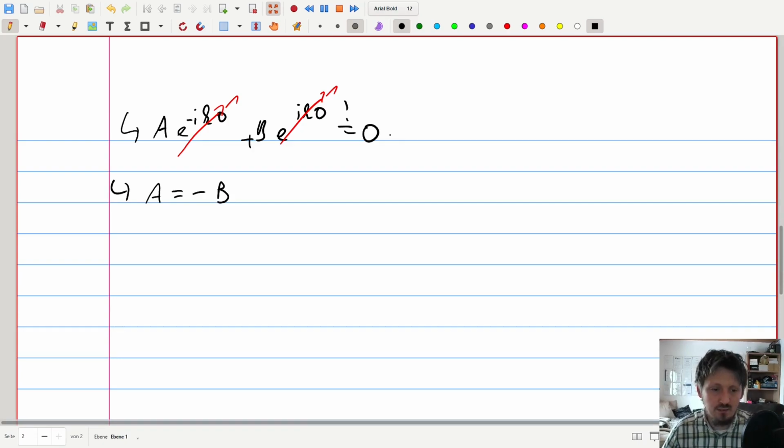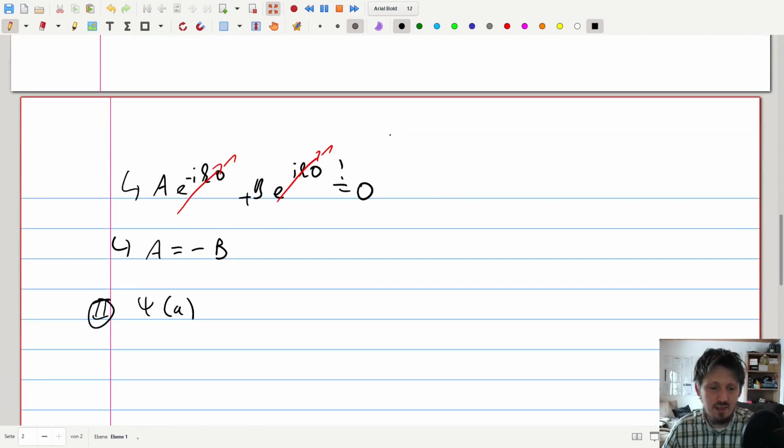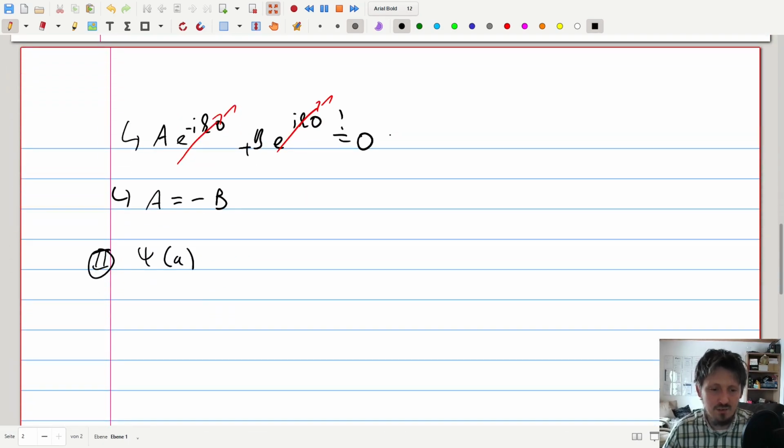Okay, and now we can define our second boundary condition. This means psi of a, which is on this side, the same condition has to be applied, so psi of a has to be 0. And this means that now a times e to the power minus ika plus b e to the power ika has to be 0.